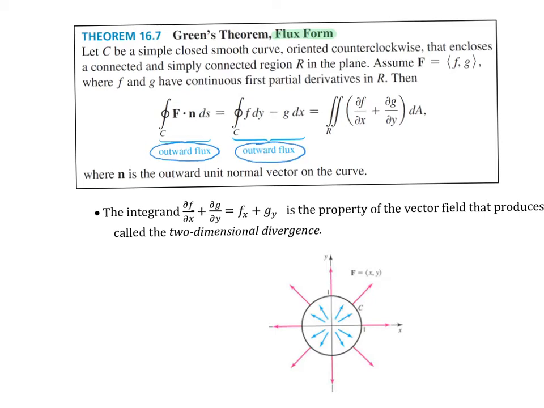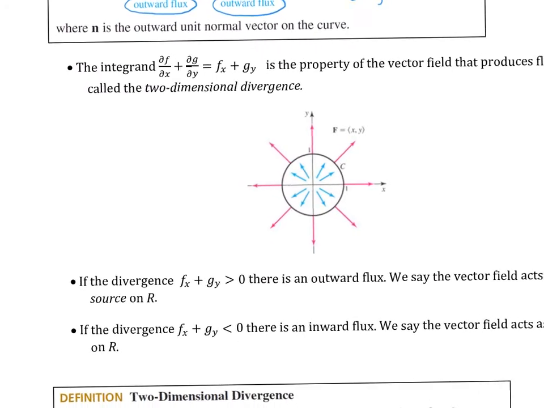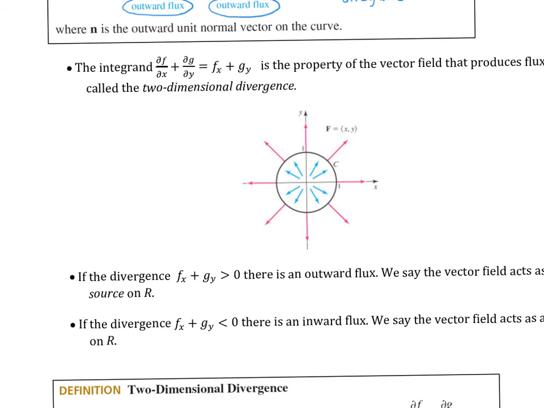So both of these integrals are single line integrals, but now we're going to use Green's theorem to break that up into a double integral. And in this case, the integrand using Green's theorem is what we call divergence. We'll talk about that in just a bit. Okay, so that would be the properties down here. So this integrand, this partial derivative of f with respect to x plus partial derivative of g with respect to y, that's the divergence.